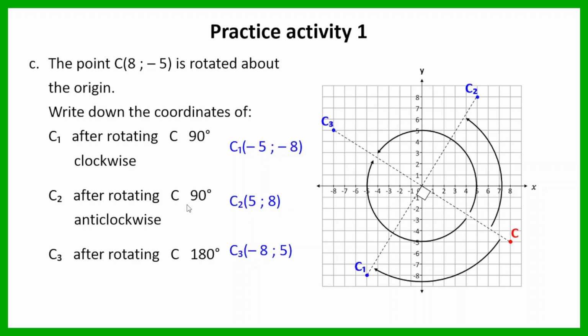And then the last one we did, C was the point (8, -5). When we rotated it 90 degrees in an anti-clockwise direction, the y value changed sign, became positive, and they switched places, giving us (5, 8).